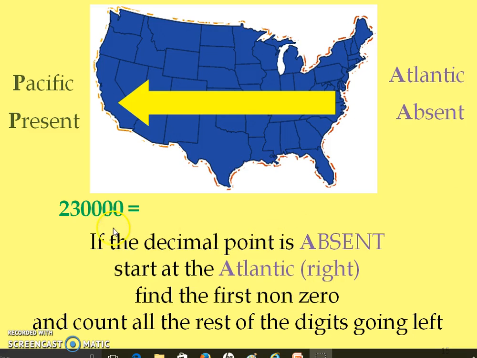So if we look at this number, I do not see a decimal point, so the decimal point is absent. So I'm going to go and go and go until I hit the first non-zero, which is the 3. So 1, 2. This would have 2 sig figs. Here's another example. Again, no decimal point, so I'm going to start at the Atlantic because it's absent. I'm going to start counting from the 5, 7, 1. So that would be 3 sig figs. So this is the easiest kind of memory hook I've found.